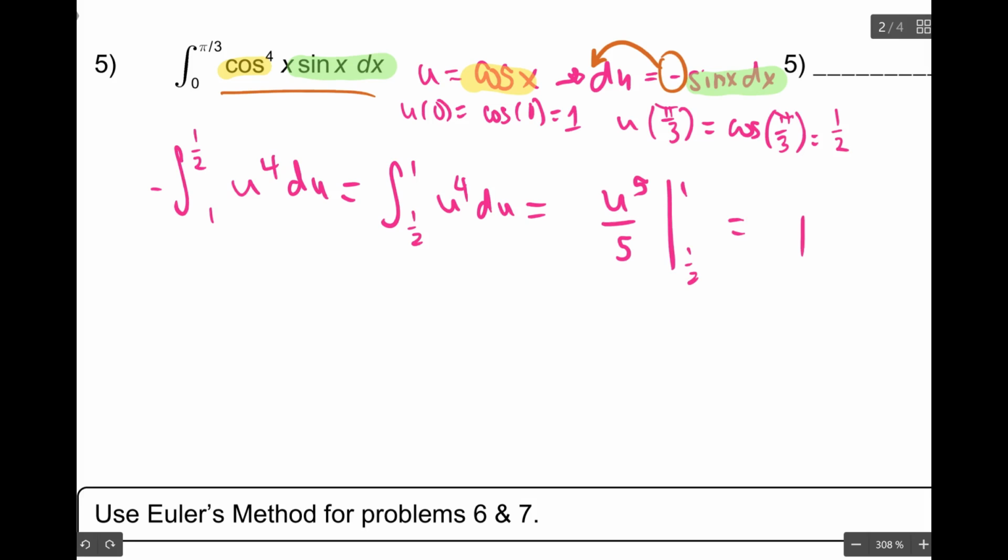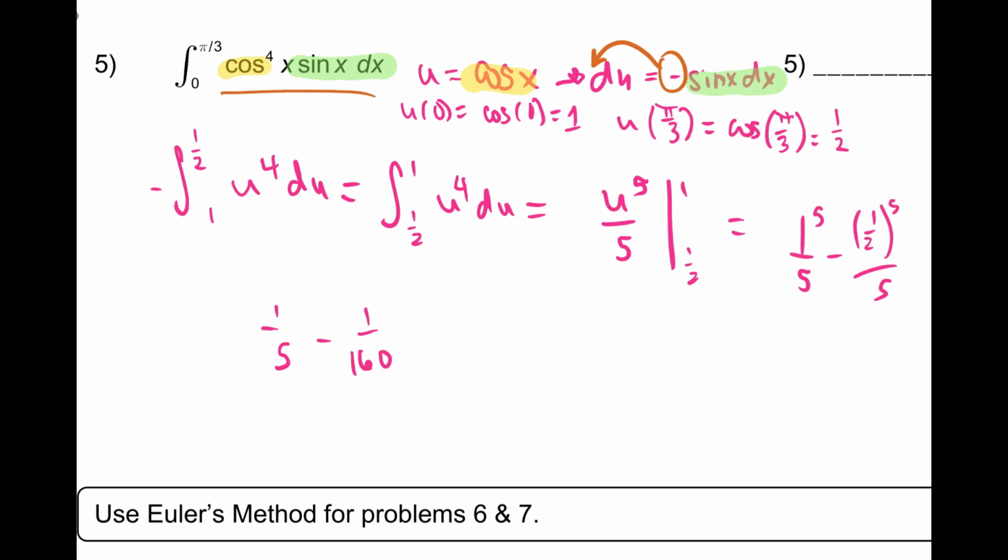Chilling. All right. So 1 to the 5th over 5 minus 1/2 to the 5th over 5. Oh, sorry. So it's 1/5 minus 1/160th. No, I got 5 over 32. Because 1 over 32 divided by 5. So it's going to be 1 over 5 times 32. Because you have 1 over 32 divided by 5, so you multiply by. Yeah. Okay. Alright, so the other way, this is really ugly.